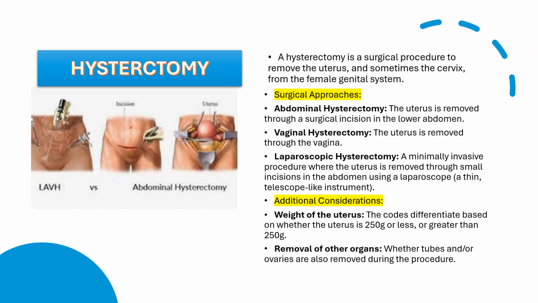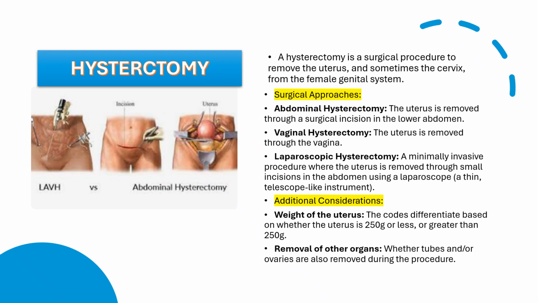Hysterectomy is a surgical procedure to remove the uterus and sometimes the cervix from the female genital system. Now, as far as the hysterectomy is concerned, we have various kinds of hysterectomies, and that depends on what surgical approach one has taken. If the uterus is removed through a surgical incision in the lower abdomen, it is called an abdominal hysterectomy. That is, we do the laparotomy and then take out the uterus. Laparotomy means cut open the lower abdomen and take the uterus.